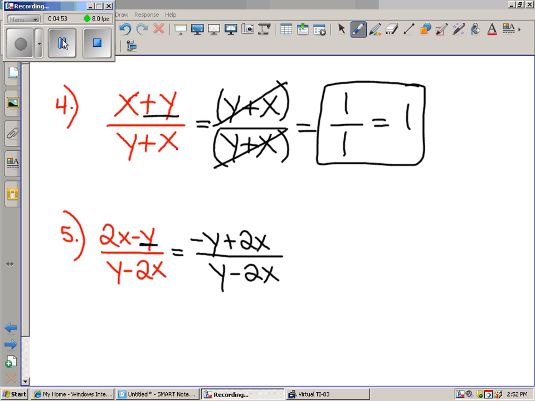These are good questions. Where did I get the plus from was the question. Where did I get this? Where did I get that from? Because the 2x over here is positive, so it got moved to the back.